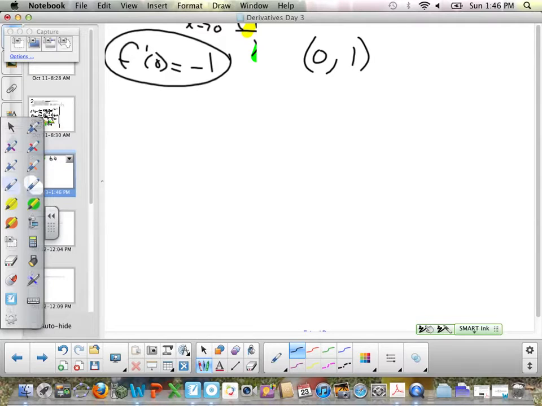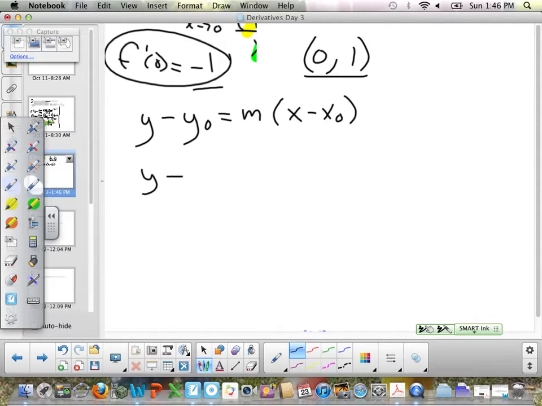All right. So again, point slope form, y minus y sub 0, which means y minus a y point, equals slope times x minus x sub 0. For the AP test, when they want the equation of the tangent line, you find slope, you have a point, you plug them into point slope form, and you're done. You do not need to solve for y. You can just leave it like this. This is the equation of our tangent line.